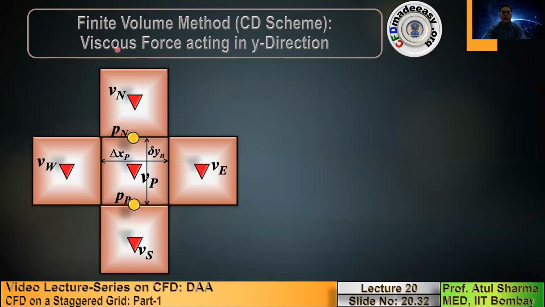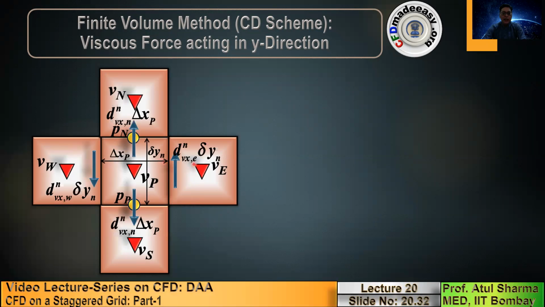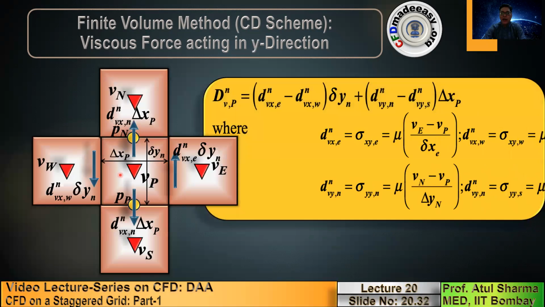When you want to calculate viscous forces acting in the y direction, for y momentum conservation, you have to consider the red control volume. For the red control volume, the horizontal width is the same, but the vertical height is different, which corresponds to the yellow circles P and N. So this is delta yn. And these are the arrows that you have to consider to calculate the viscous forces in the y direction.